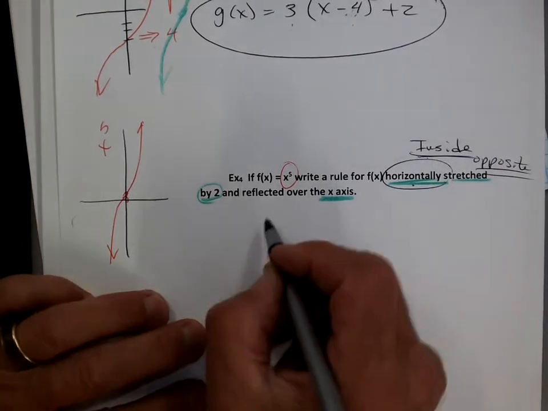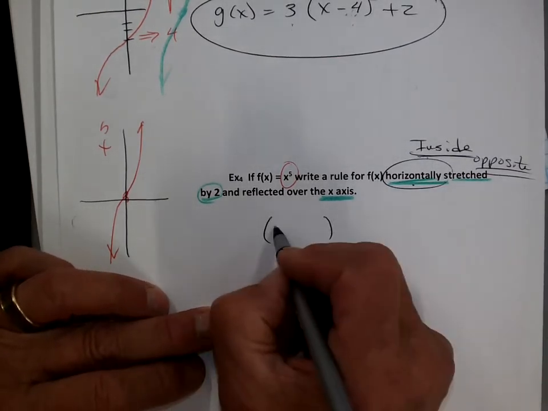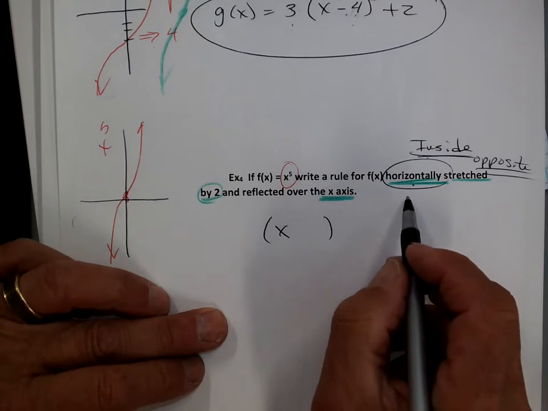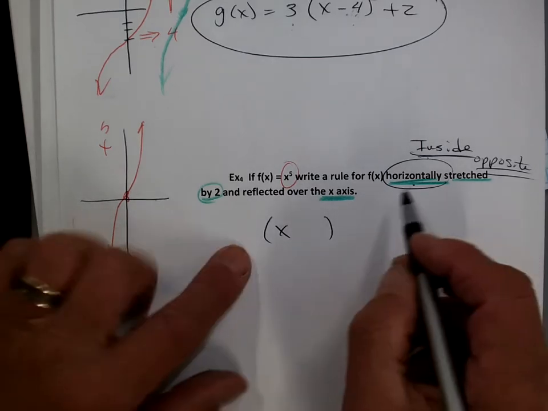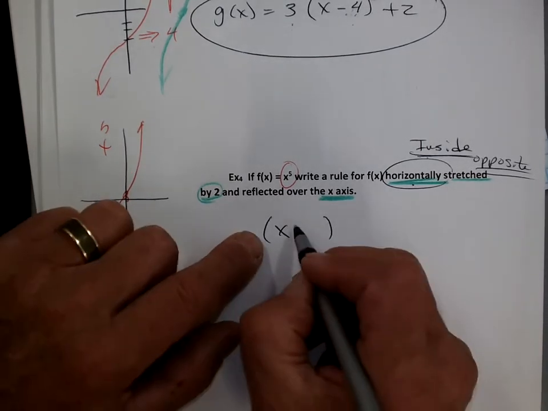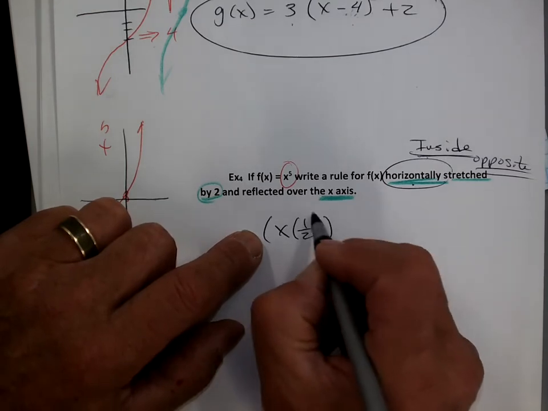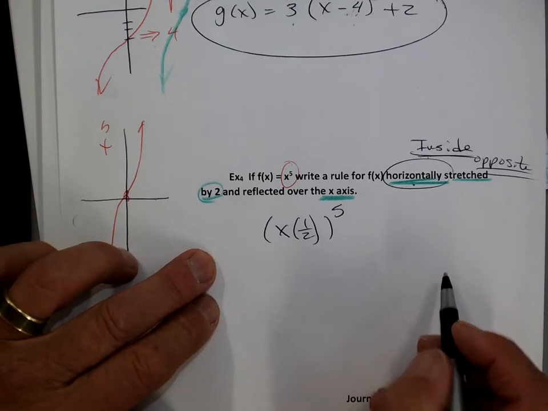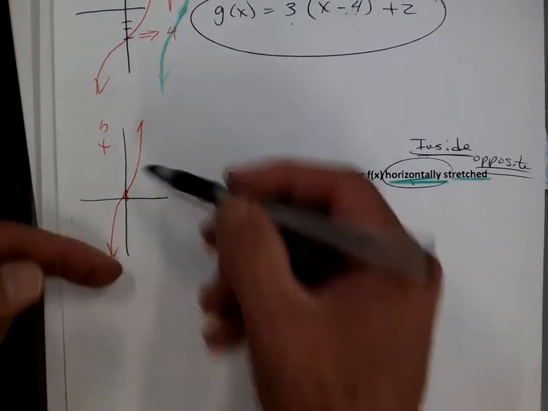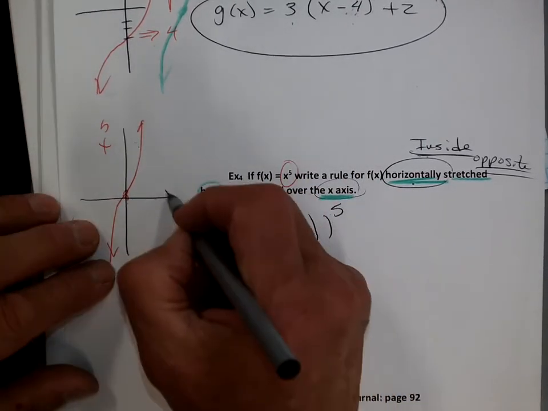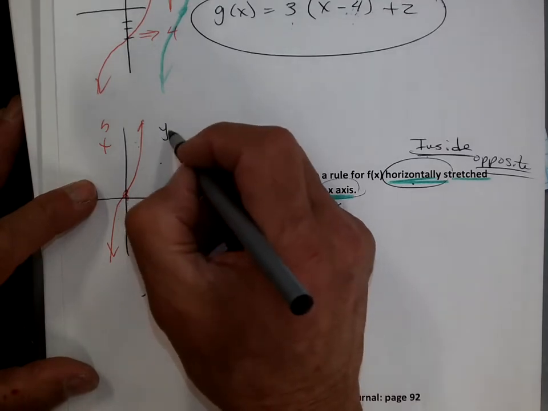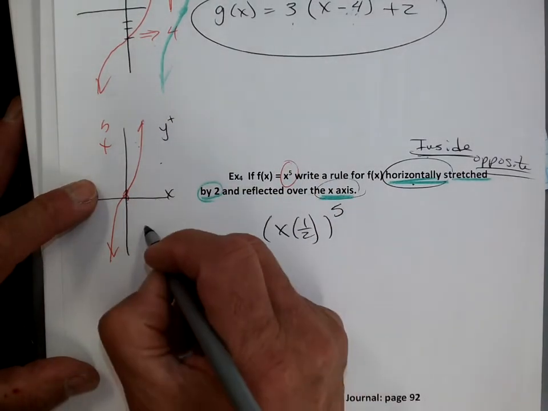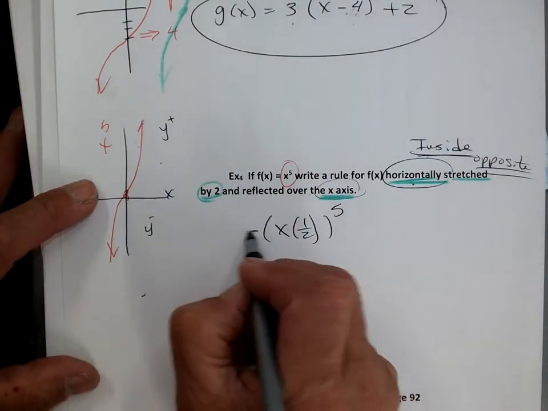So I'm going to do this. I'm going to take my inside, and I'm going to stretch it by 2, which is the opposite. So I'm going to multiply it by 1/2, okay, to the 5th power. And then I'd have to take it over the x-axis. Well, over the x-axis means that all of my y values become negative y values, so we'll make this negative, okay?